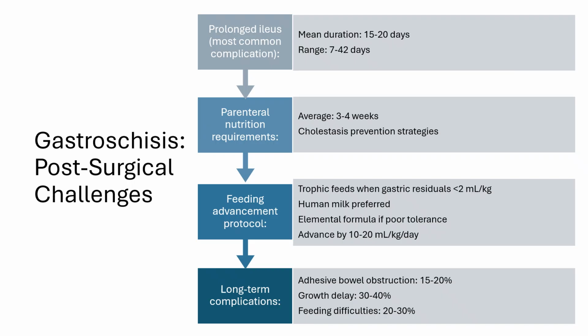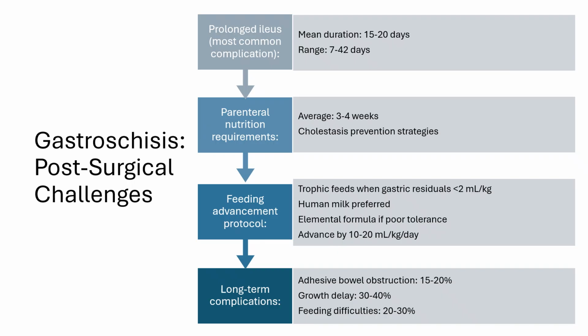Parenteral nutrition becomes essential for 3 to 4 weeks during this recovery period. Extended TPN creates cholestasis risk, requiring prevention strategies like cycling, and newer lipid emulsions that reduce hepatotoxicity. The feeding advancement protocol requires careful monitoring. Start trophic feeds only when gastric residuals consistently remain below 2 milliliters per kilogram, indicating improved gastric emptying.